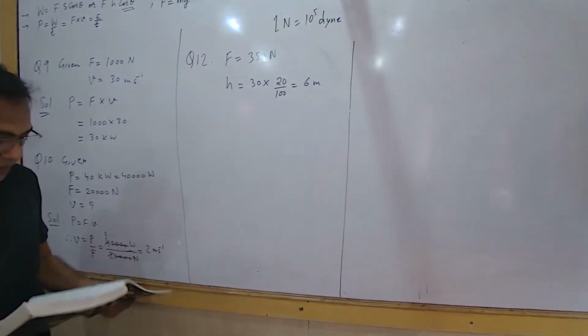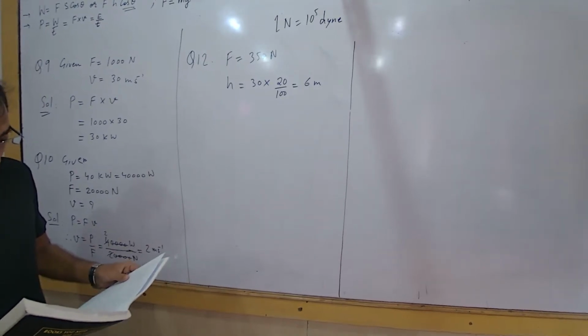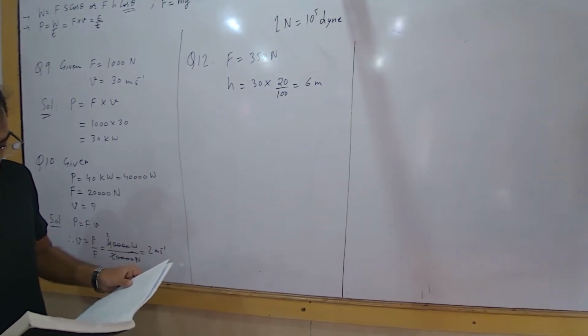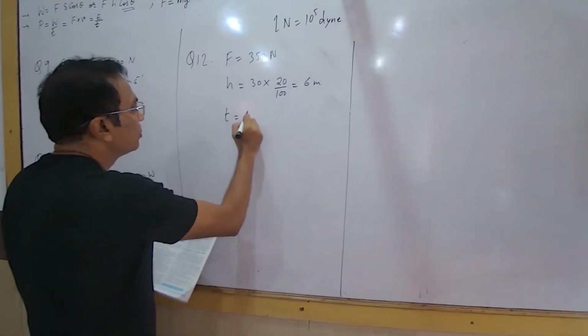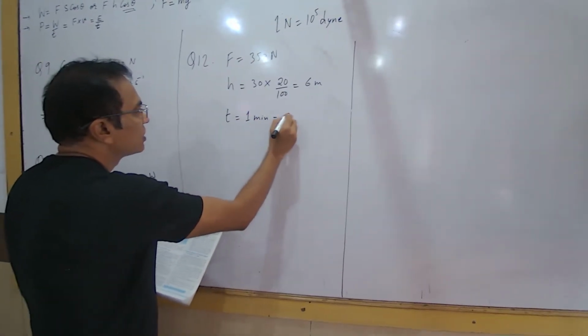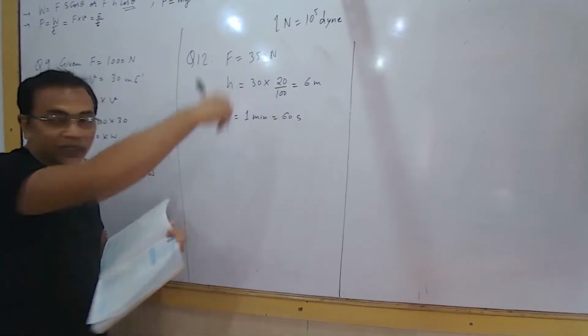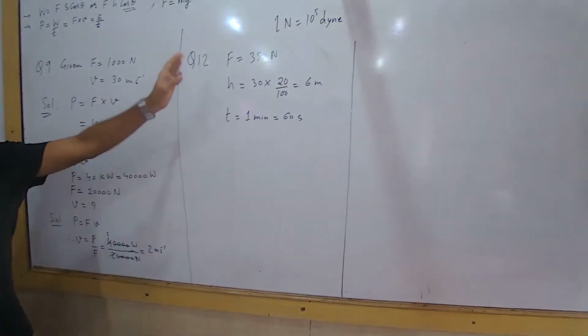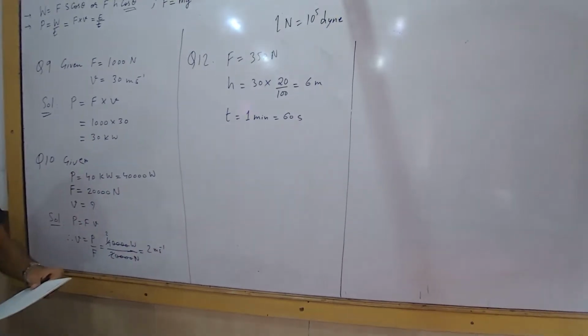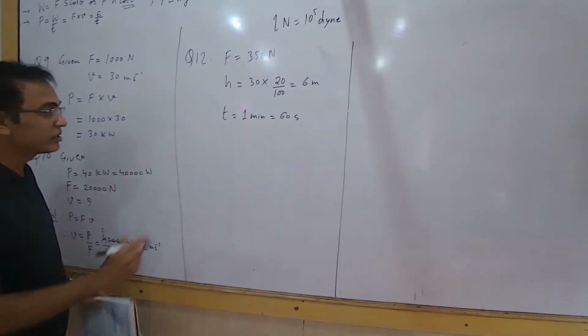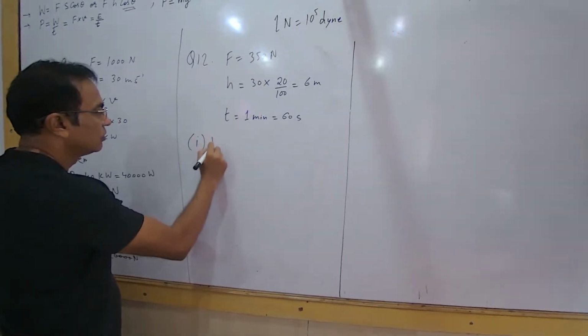Now what you have to calculate? And it takes 1 minute. T is equal to 1 minute, which is 60 seconds. Is the data correct? Your book also has the same data? Yes, sir. Okay, so what you have to find out? Work done and power spent. So first, W.